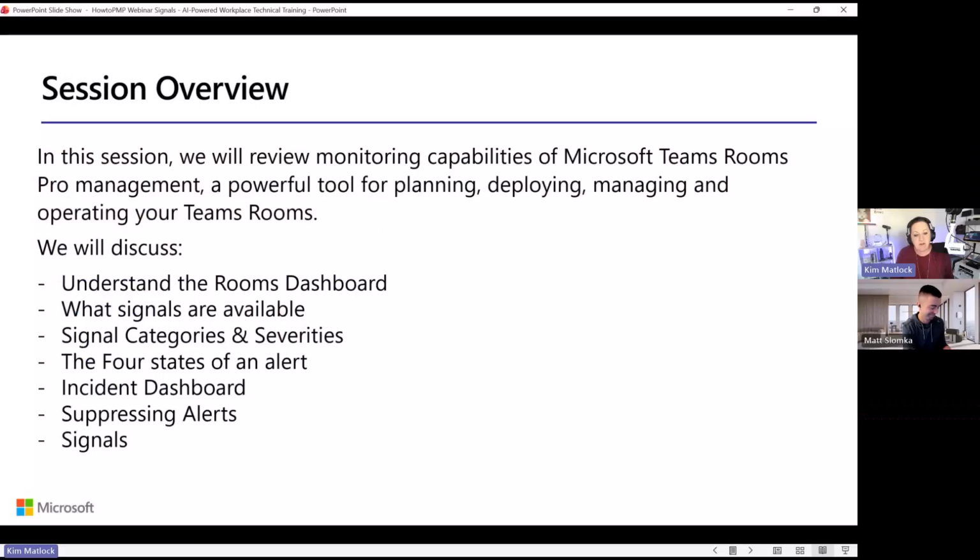So today we're going to understand the room's dashboard. We're going to look at what signals are available, signal categories and severities. We'll look at the 4 states of an alert. We'll go into the incident dashboard itself, how to suppress alerts, we get a lot of questions on that. And then we'll get into the signals.